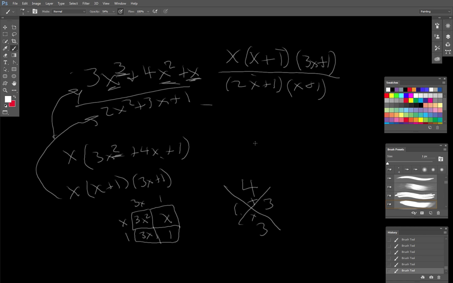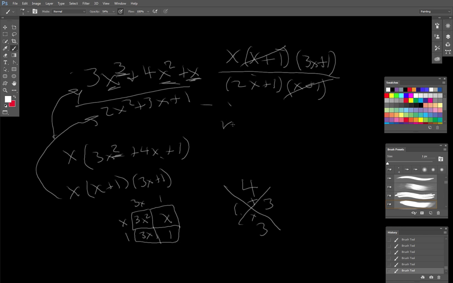Okay, now thing is to look for any like terms to cancel out. So let's see if there's an x. There's no x on the bottom. An x plus 1. Well, there is an x plus 1 on the bottom, so those do cancel out. Any 3x plus 1? No. So these, as we can remember, the top ones are going to be our roots, and the bottom ones are going to be our asymptotes.